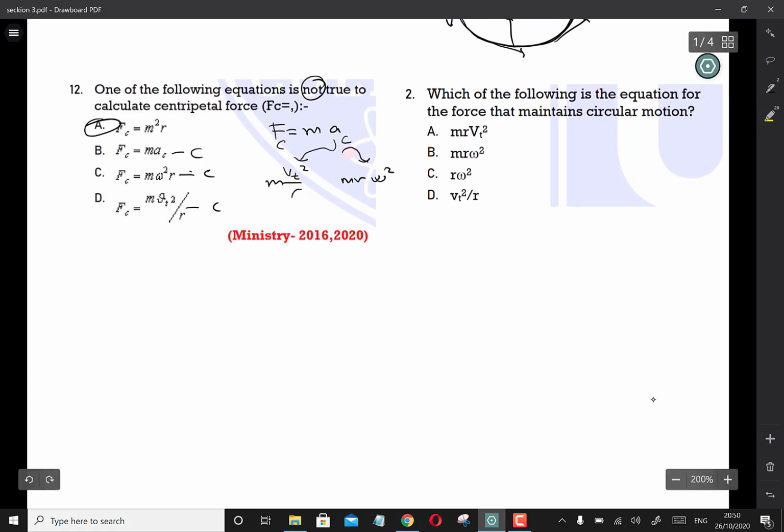Second question, test 6, is again a mostly incorrectly answered question. Which of the following is the equation for the force that maintains circular motion? The force that maintains circular motion is Fc, centripetal force. It's asking which of the following is the equation for centripetal force. In fact, these two questions are very similar. m r omega squared, yes, this is the equation for centripetal force. This is equal to Fc. r omega squared is equal to ac. vt square over r is equal to ac. So B is the correct answer here.